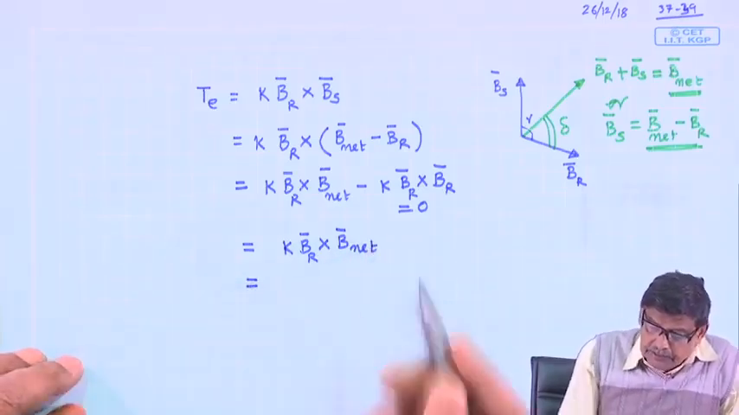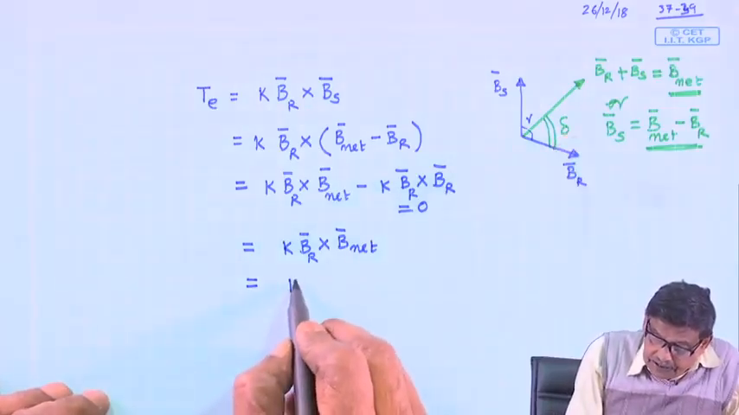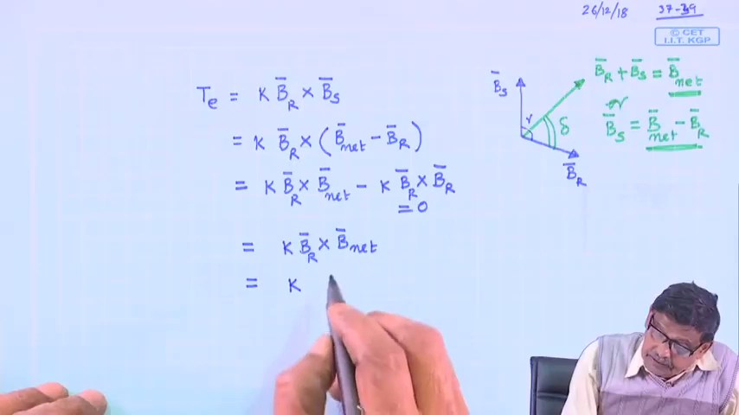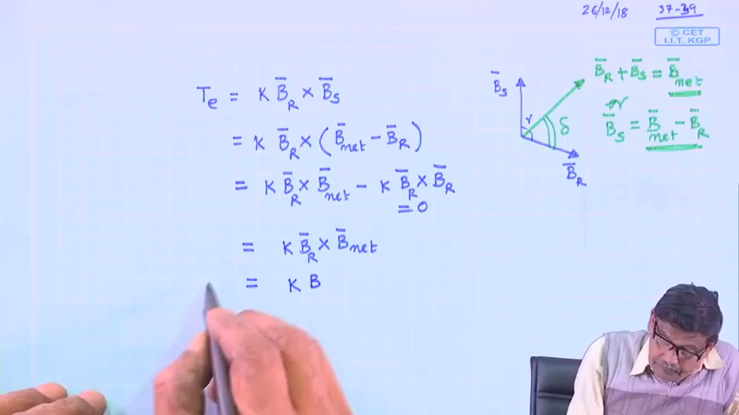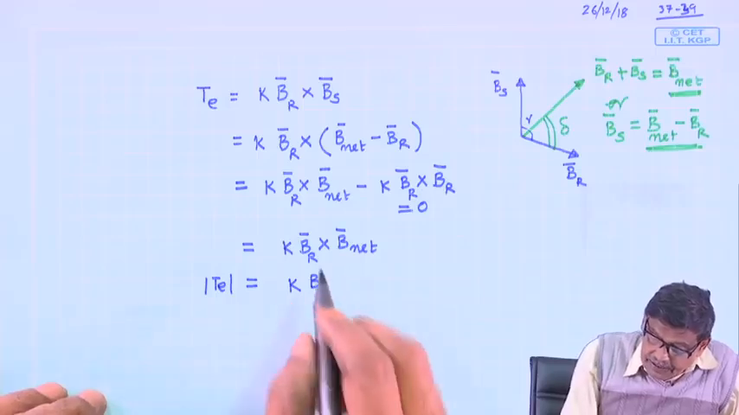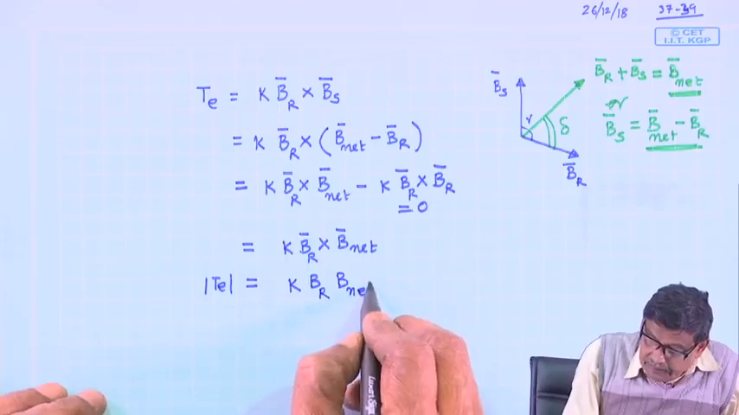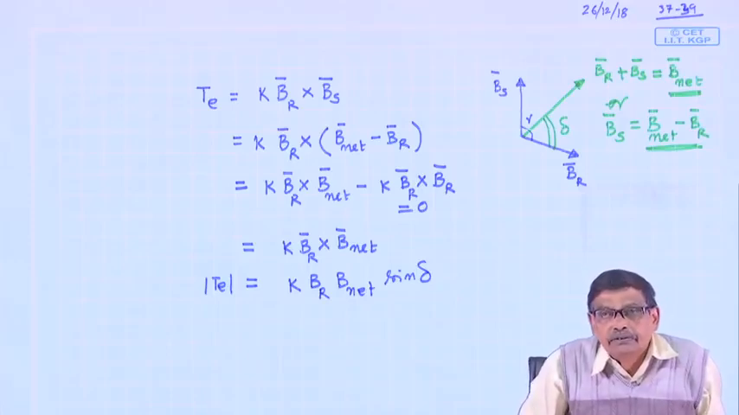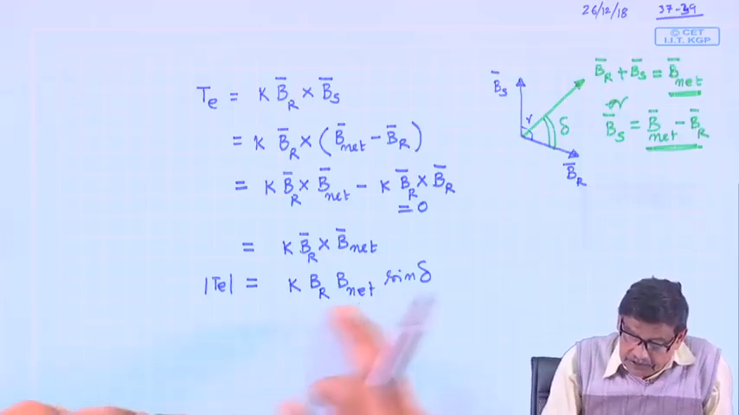And if I define this angle to be delta, I will simply write this cross product, which essentially means what? Magnitude of B r, magnitude of the torque will be K B r B net into sin delta. A cross B is magnitude of A, magnitude of B into sine of the angle between A and B. So, this is this thing.